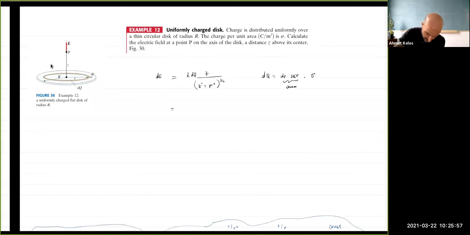Let's do this. k dr 2 pi r times sigma, 1 over z squared plus r squared to the 3 over 2. Now for E, I just integrate this. What are my integral limits?